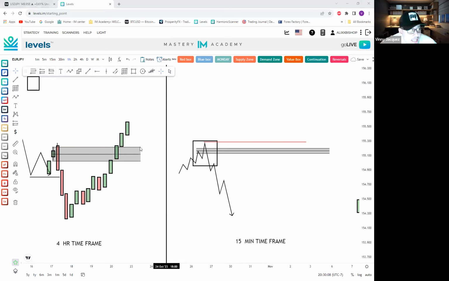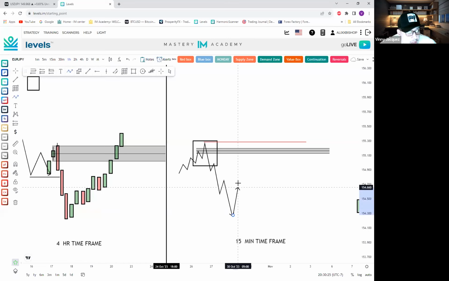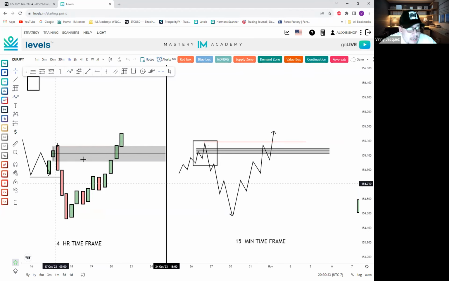Our first entry, guys, is going to be the break and retest. Let's just delete this one. It's going to be the break and retest off this previous supply. Off our previous supply. So let's just go ahead. We'll actually just draw on the same thing. Let's just stay up to date. Boom. Same thing.